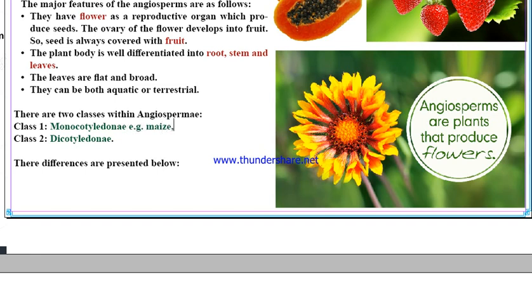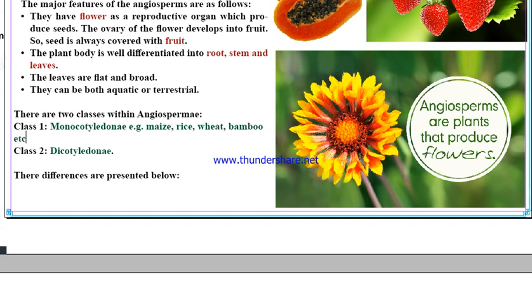Example of Monocotyledon: maize, rice, wheat, bamboo, etc. An example of Dicotyledon: mango, apple, beans, not cereals. Okay, all cereals are monocotyledons. Okay, but beans and pulses are dicotyledons.